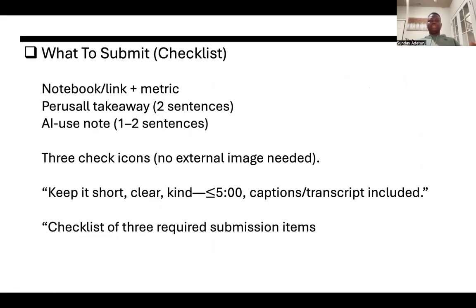Lastly, what are you to submit? Notebook, metric, and Perusall takeaway, what you had in Perusall. You can just have a link to your notebook or any figure, your Perusall takeaway, and one AI line, and that is what I expect.